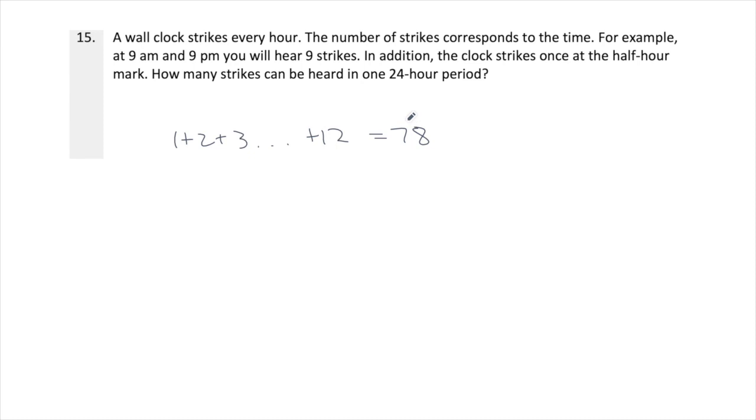And since a 12-hour period is only half of a 24-hour period, we have to do 78 times 2 to get the number of strikes in the 24-hour period. So 78 times 2 is equal to 156. Now let's figure out how many times the clock strikes at the half an hour mark. We know that the clock strikes once at the half an hour mark, and in the 24-hour period, there are 24 half an hour marks, so that means it strikes 24 times. So to figure out the total number of strikes in a 24-hour period, we can do 156 plus 24, and we get 180. So that means the answer to this problem is 180 strikes.